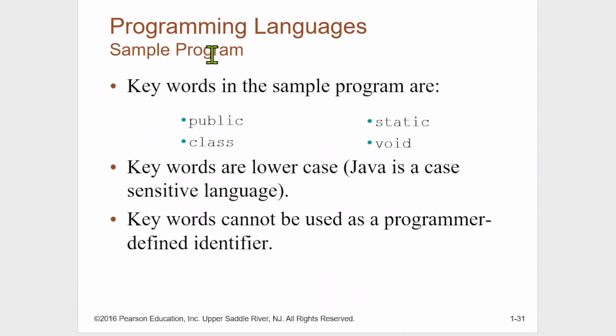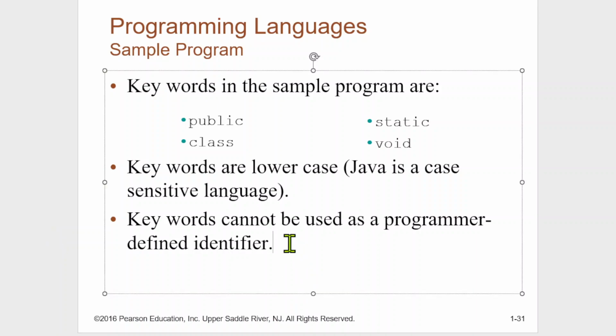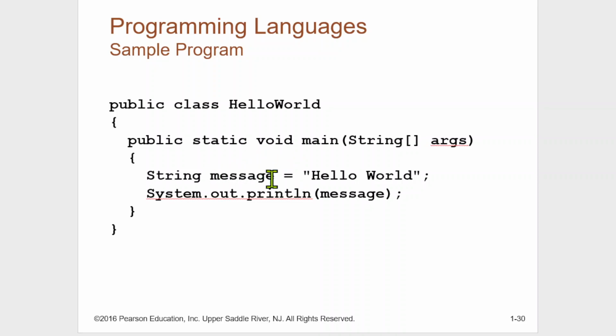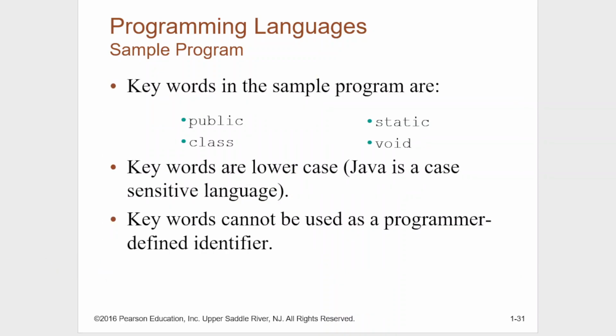Some of the keywords used in that sample program were public, class, static, and void. Keywords are lowercase. Java is a case-sensitive language. Keywords cannot be used as a programmer-defined identifier, which is another word for variable. So assigning the word message here as hello world, this is a variable. Programmer-defined identifier, right. It's a lot of words for variable.